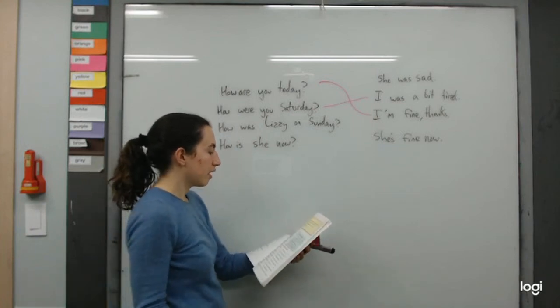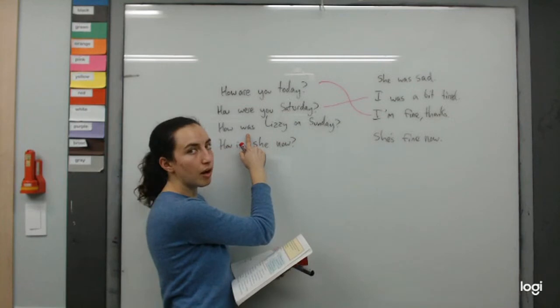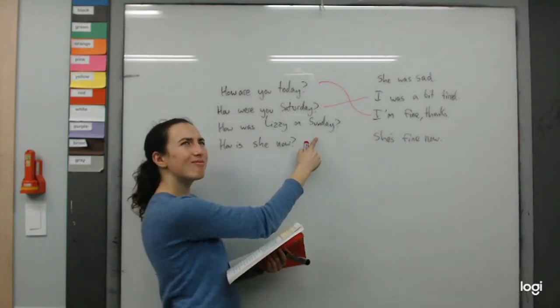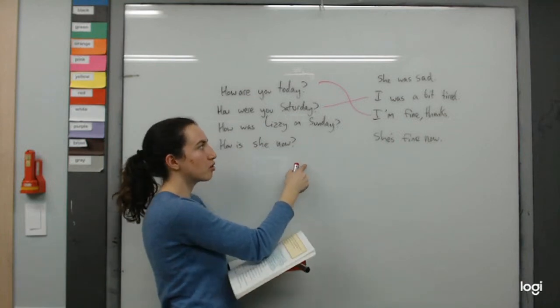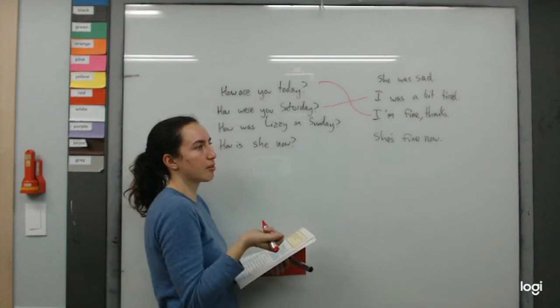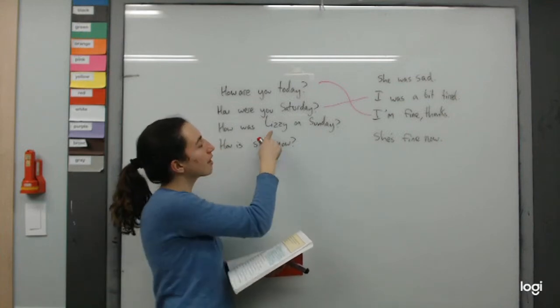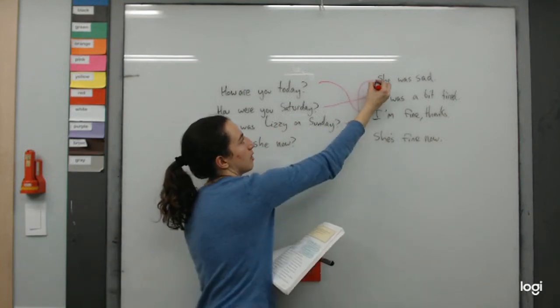Next part, how was Lizzie on Sunday? Past tense was, Sunday. Well, sometimes it can be present tense, but mostly it is past tense because normally when we talk about a day, we talk about the day that already finished. And Lizzie is she, so we can find she was sad.